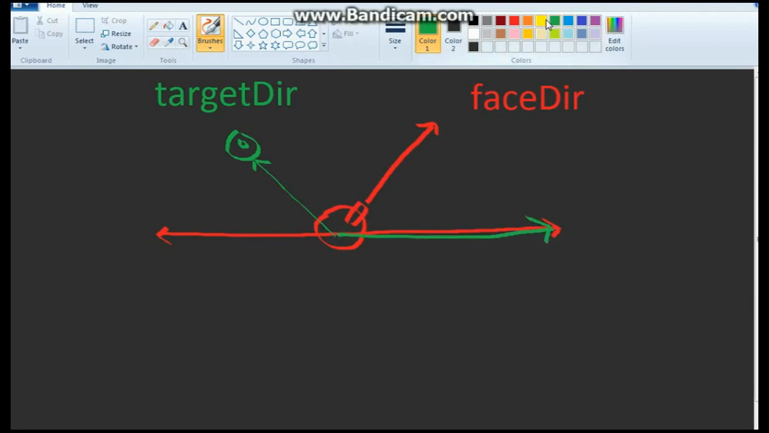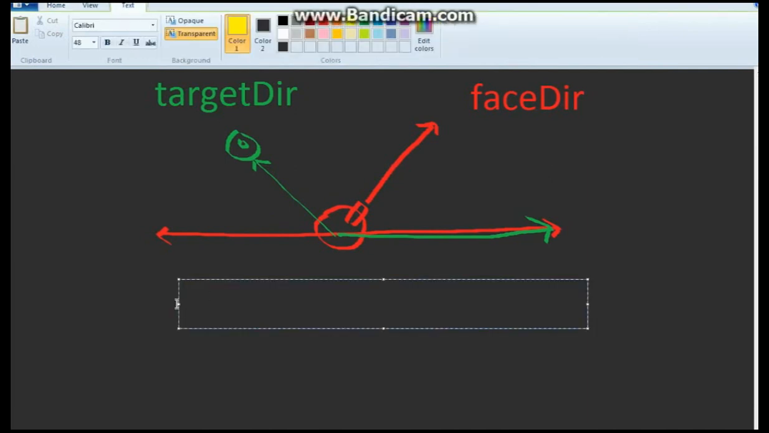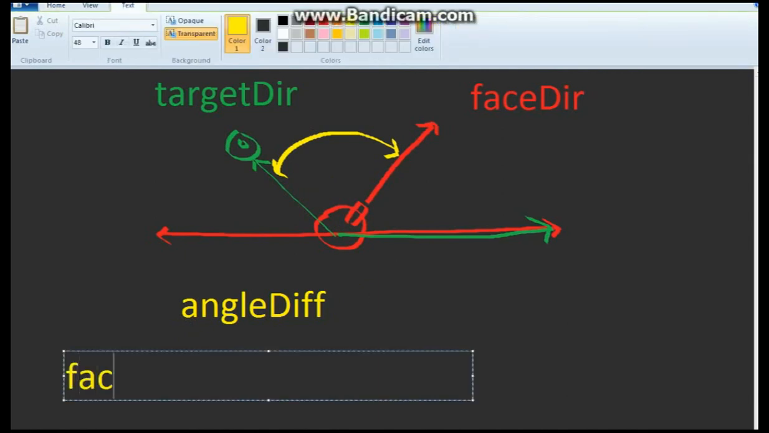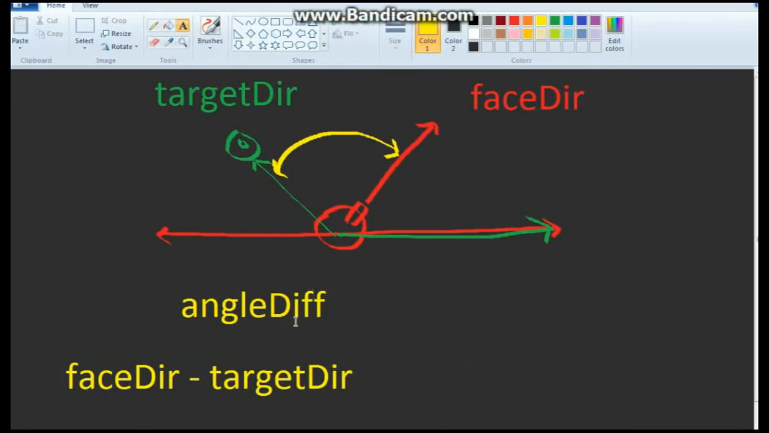And then we have what's called the angle difference. That is the difference between here and here. This is the angle difference. And we calculate that by taking our facing direction minus our target direction, and that will give us our angle difference.